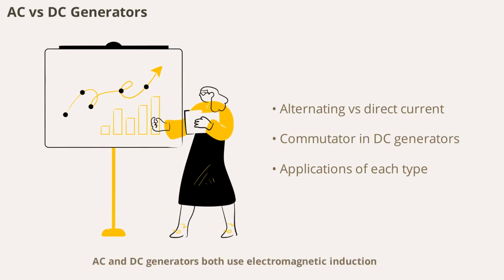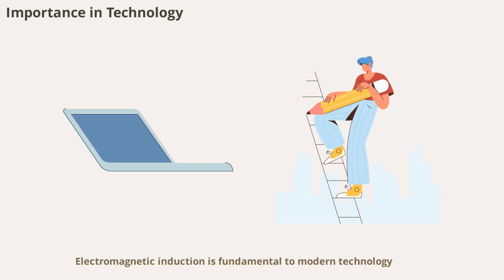AC and DC generators both use electromagnetic induction, but they differ in how they deliver current. AC generators, or alternators, produce alternating current by allowing the output to reverse direction periodically. DC generators use a commutator to ensure the output current flows in one direction. Each type has its own advantages and applications, with AC generators dominating power generation and DC generators used in specialized equipment.